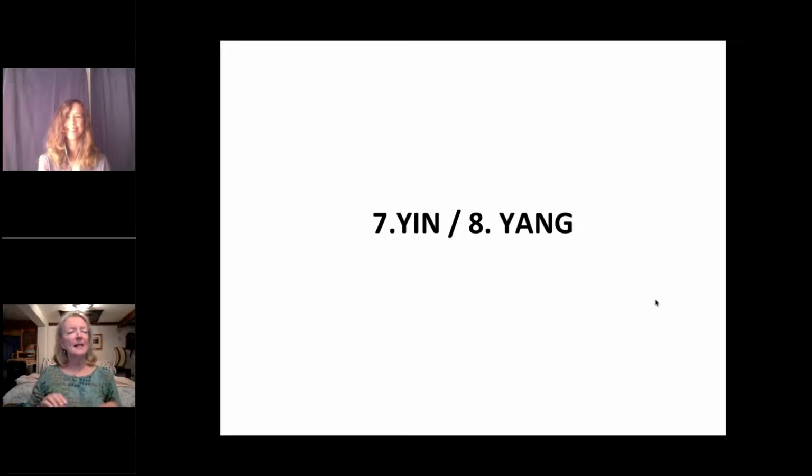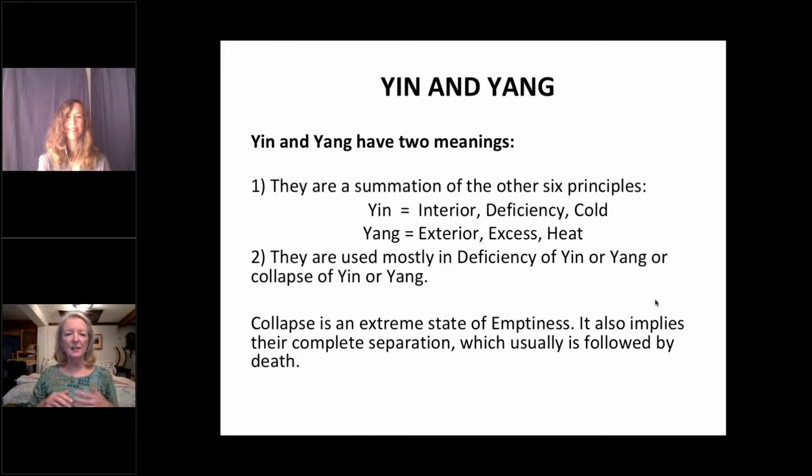Okay, yin and yang summarize the prior 6 principles. So yin diseases tend to be interior, deficient, cold, and chronic. Yang tend to be exterior, excess heat, and acute. However, there are, of course, exceptions to that. And they're mostly used in terms of talking about deficient yin or yang or collapse of yin or yang. Collapse is an extreme state of emptiness, and it also implies there's separation. So by collapse, I'm talking about end of life.